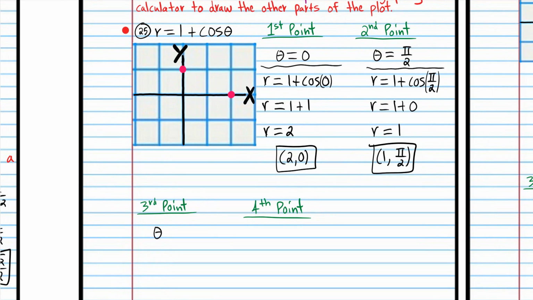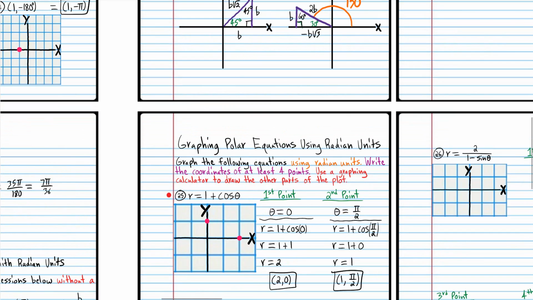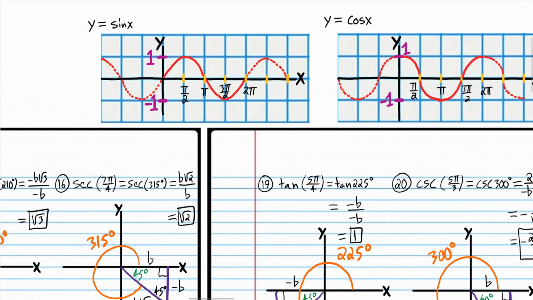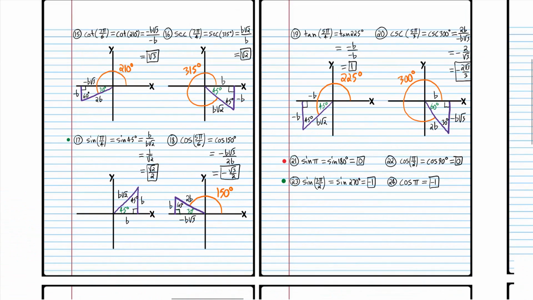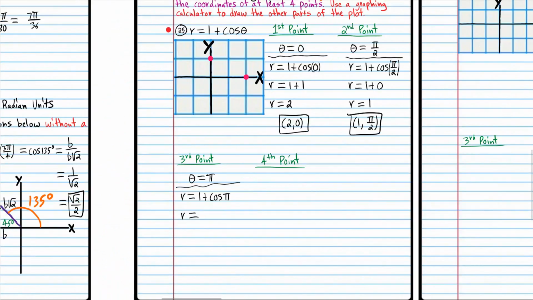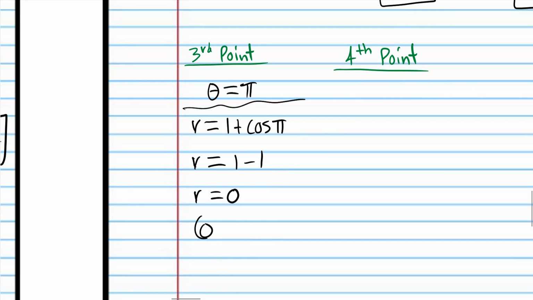Okay, so let's choose theta is equal to pi. Let's try pi. So r is equal to 1 plus cosine pi. And let's look at our graphs, because again we're using quadrantal angles. So cosine pi is -1. Again, it's the y value of that graph. So we have 1 minus 1, r is 0. So our point is 0, pi.